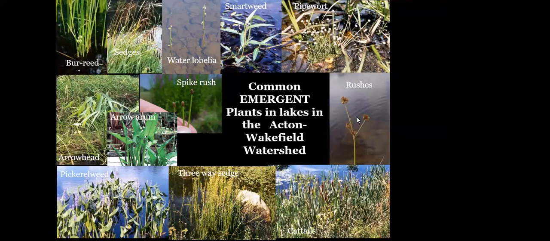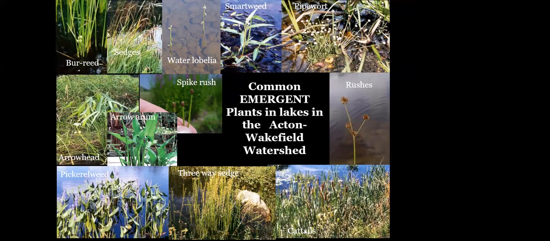Rushes, just like sedges, are very common. And the little saying that goes with these is rushes are round and sedges have edges. So if you find something that looks like one of these and you roll it between your fingers, rushes are going to be round. And then sedges will have usually 3 sides to them.